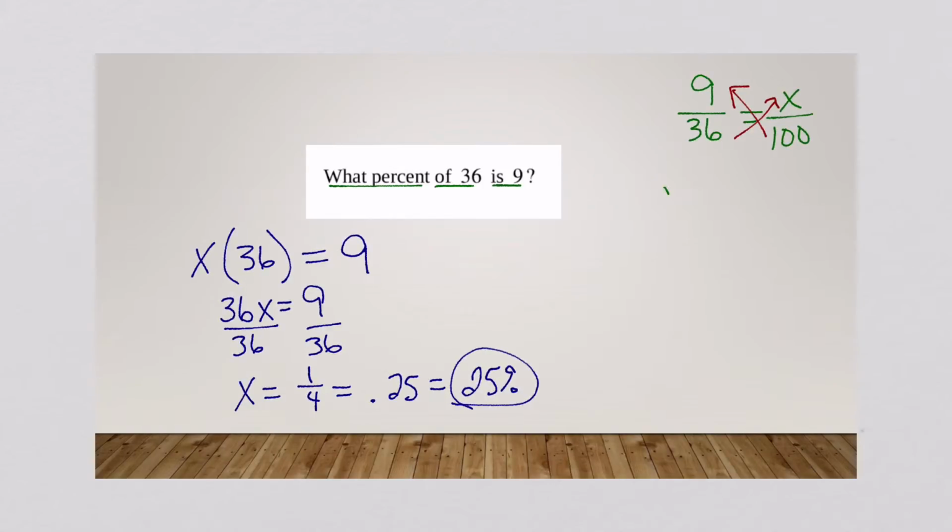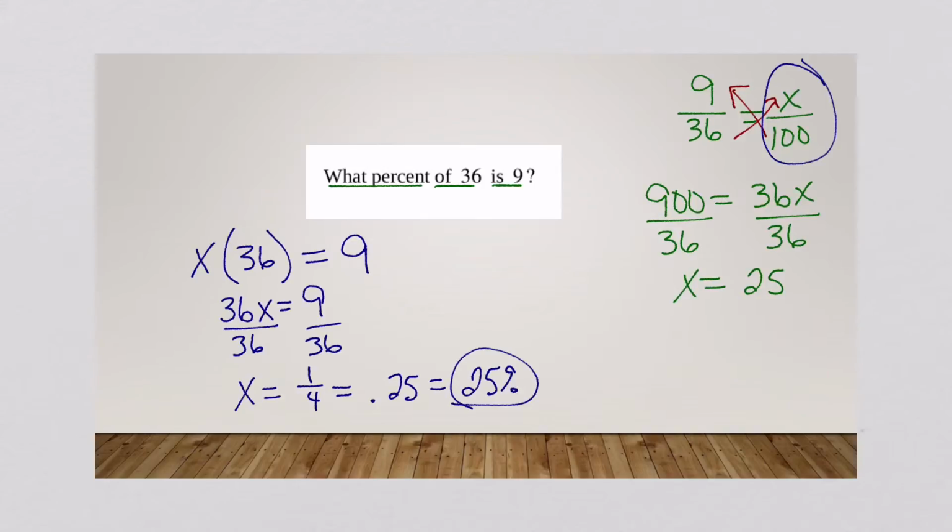So I get 900 is equal to 36x. Divide by 36. And I get that x is equal to 25. Now what I want you to notice is that I don't have to move my percent because in the original problem we wrote it to be something over 100, so that means 25 over 100. What does 25 over 100 mean? 25 over 100 means 25%.